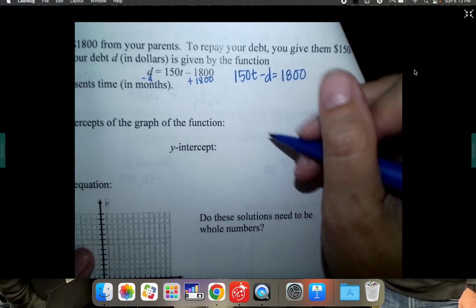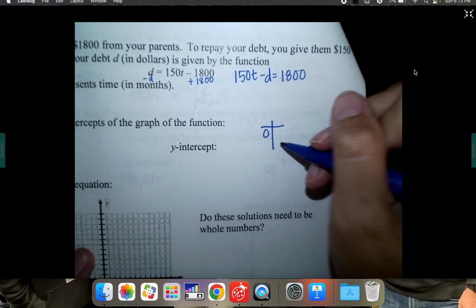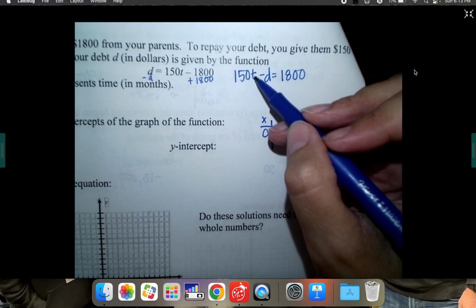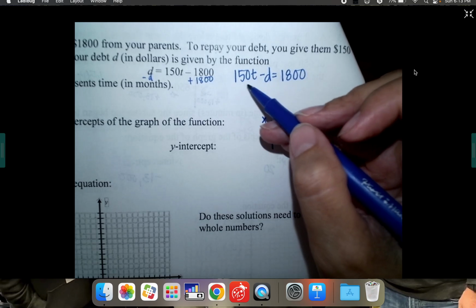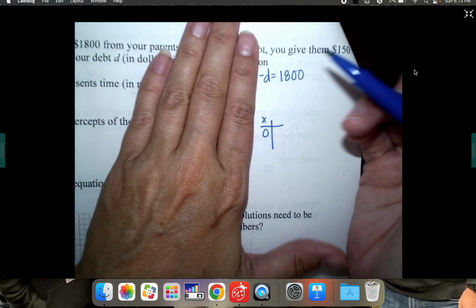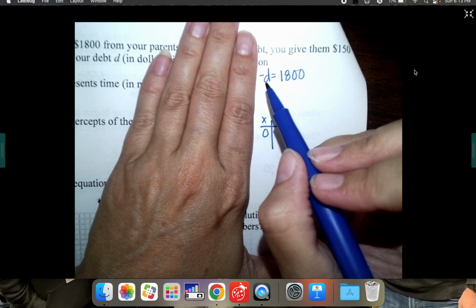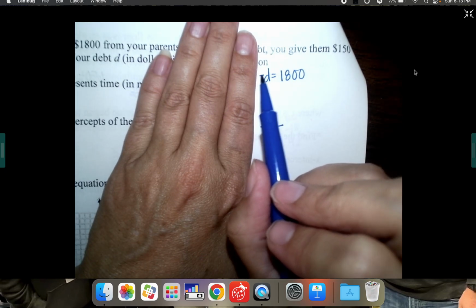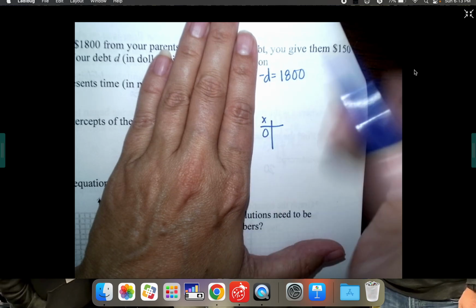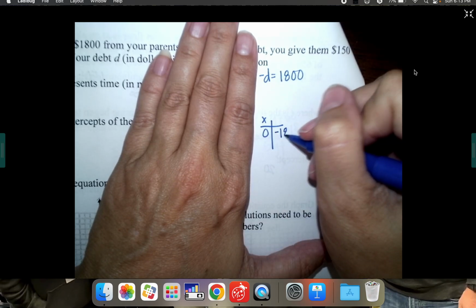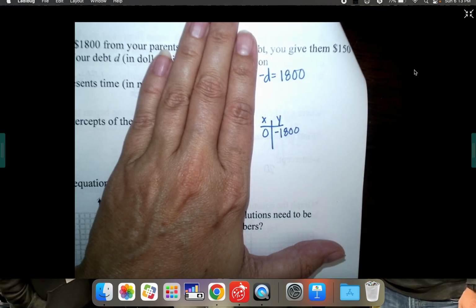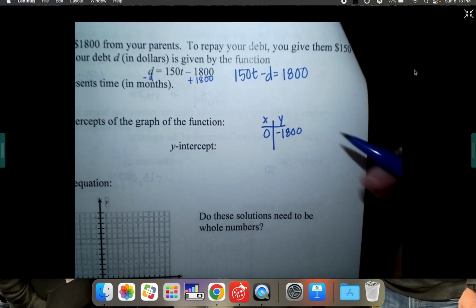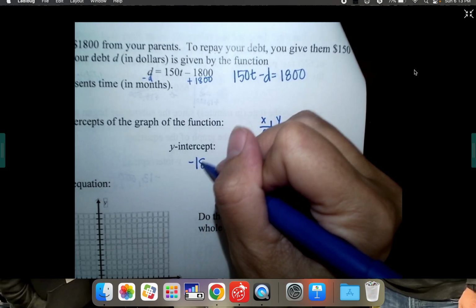All right, when I make my little table of x equals 0, I'm going to plug it in here. And if 0 is here, then 0 times 150 would be 0. That's gone. Negative, what would d have to be to equal positive 1,800? We did this on the other side. A negative negative equals a positive. So this is going to be negative 1,800. That is the y-intercept, negative 1,800.